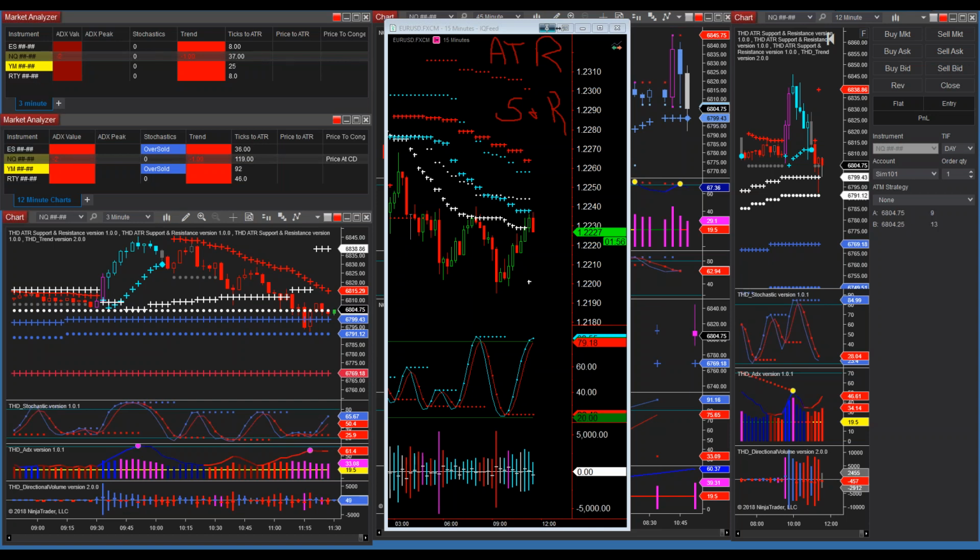And actually, I'm doing 4 time frames with the NinjaTrader version, because the bright red and the cyan is the 3-minute, the white is the 12, the darker blue is the 45, and the darker red is the 180. So I can pretty much look at the 3-minute and tell you where all of the support and resistance is.